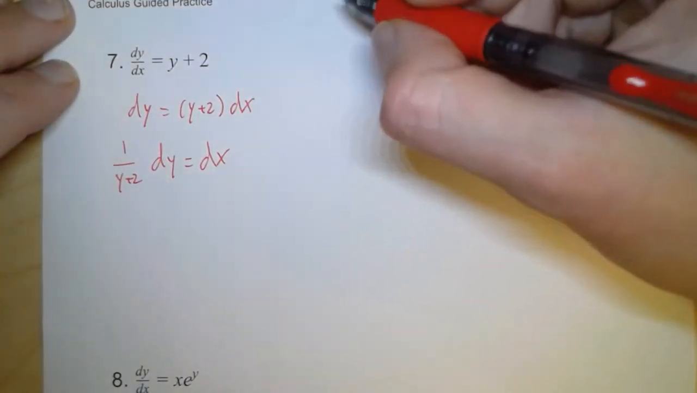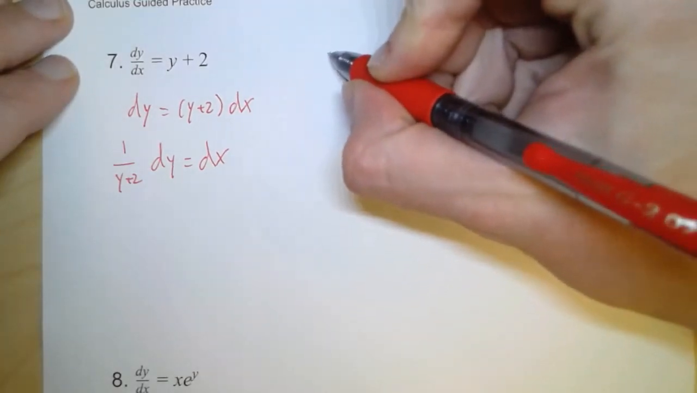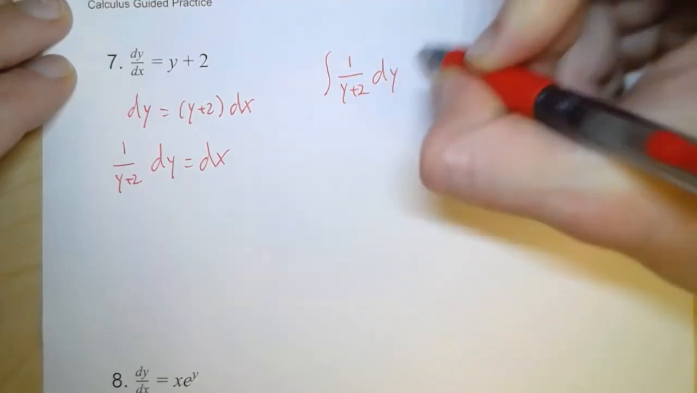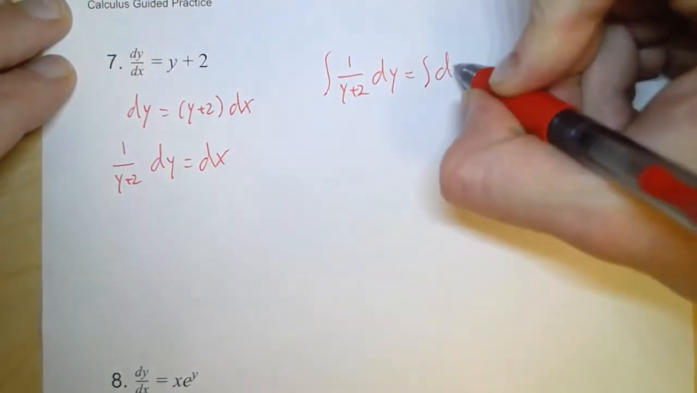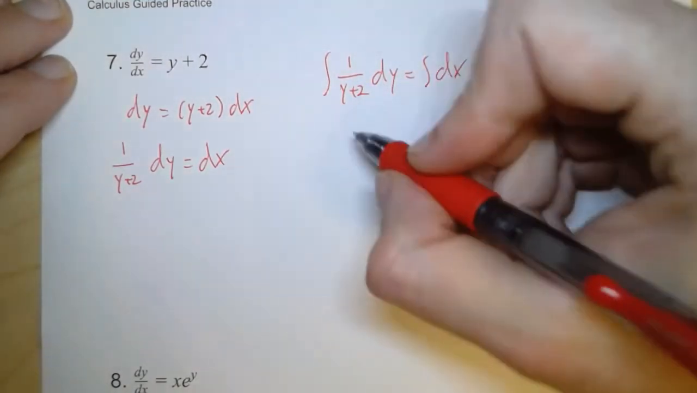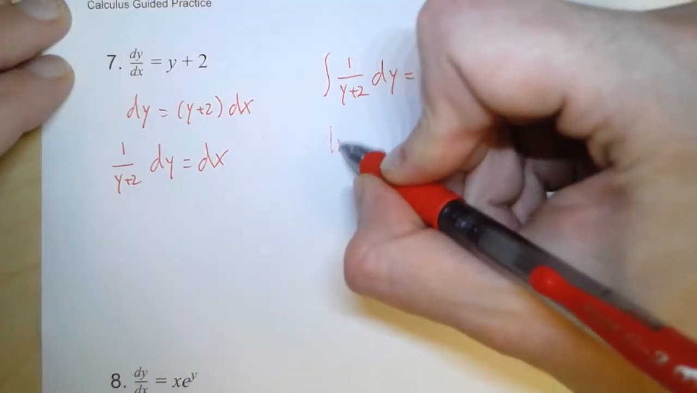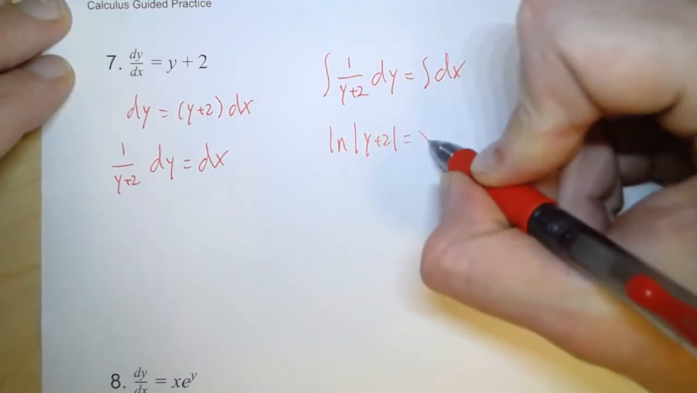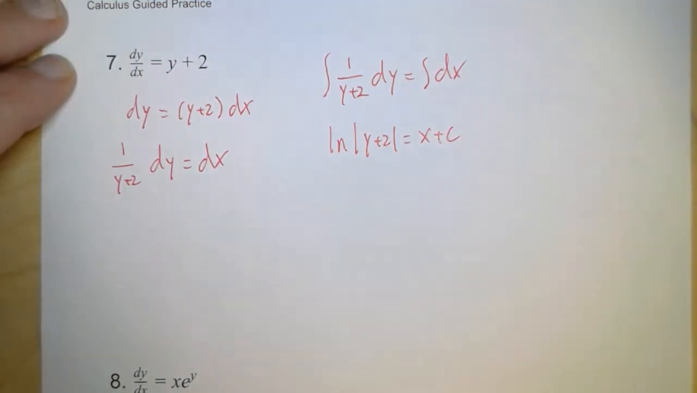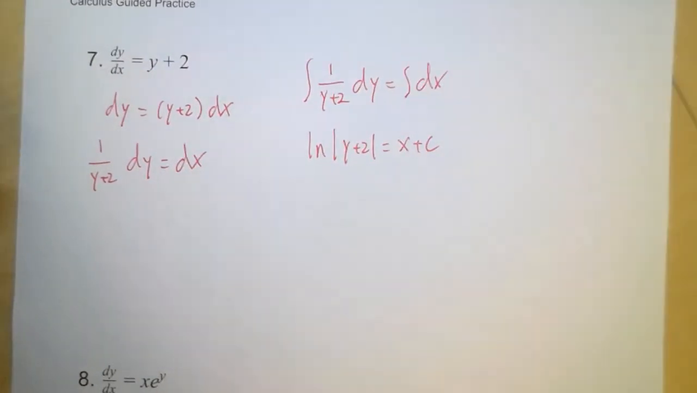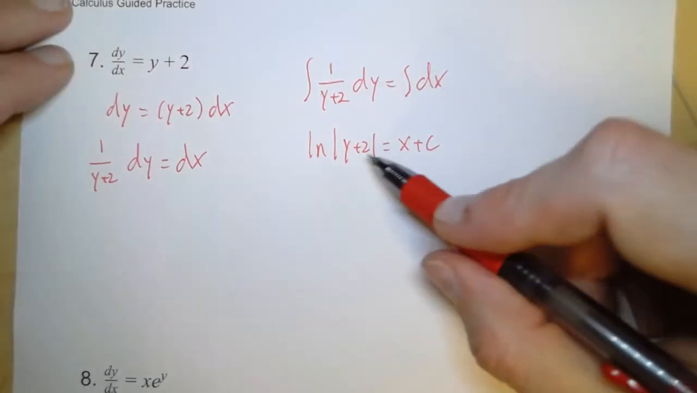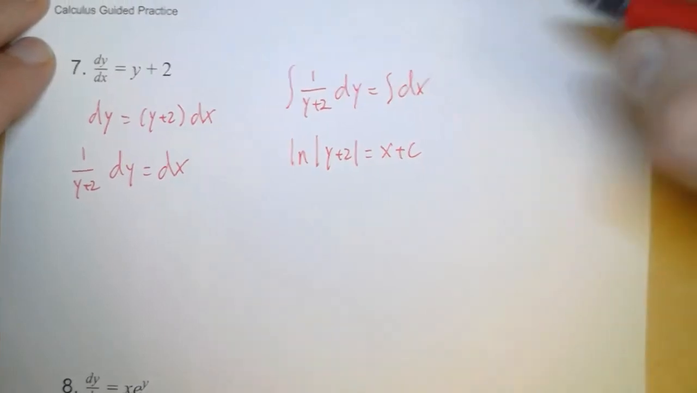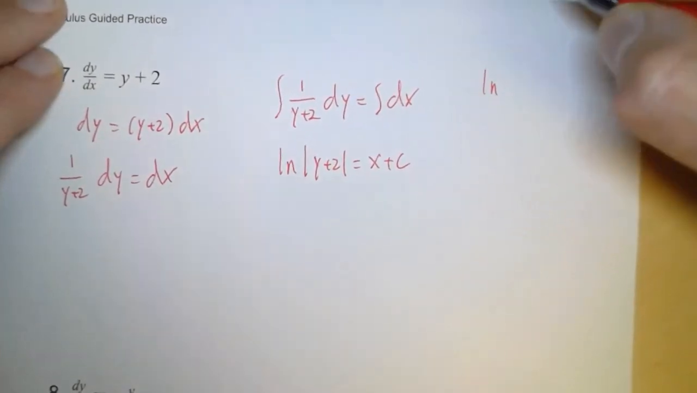And then to integrate, it's going to be the integral of 1 over y plus 2 dy equals the integral of dx. So now we take the antiderivative, and that's ln of y plus 2 equals x plus c. And so that is what we get when we find this integral, but now we have to isolate. We have to get y by itself.